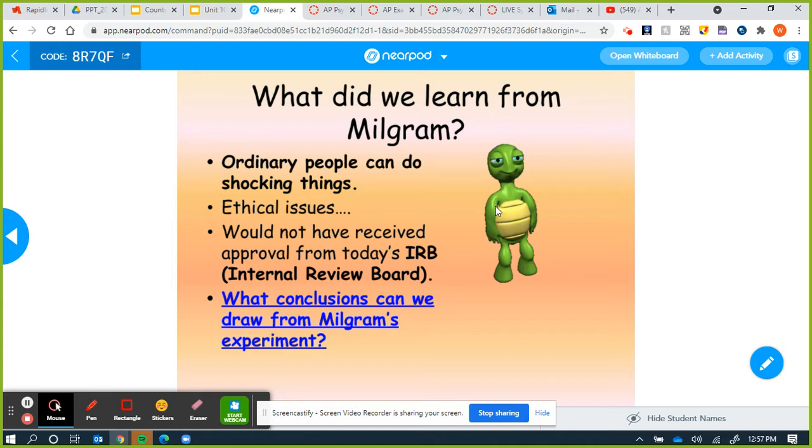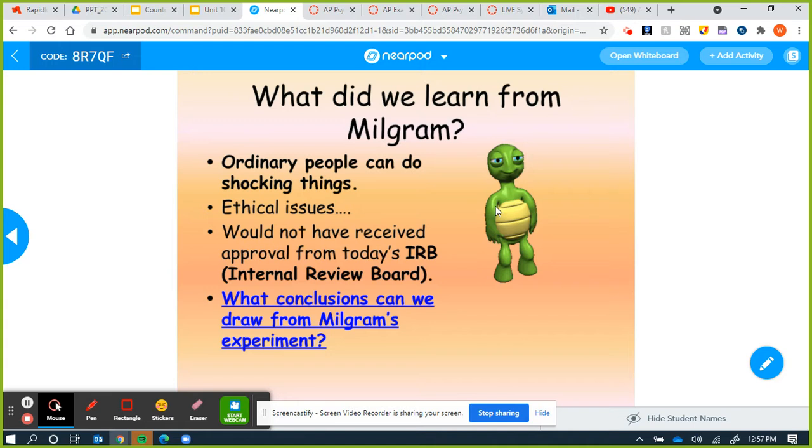Some of the interesting things that they have found: they redid this study most recently in 2009. They got the exact same results. 66% still willing to go to 450 volts if they are told to by an authority figure.